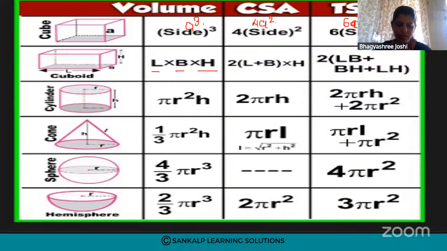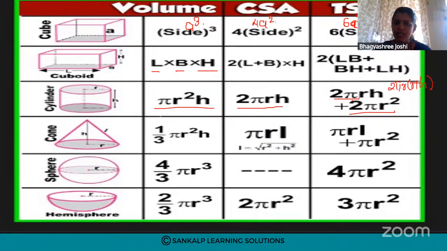Next one, cylinder. The volume of the cylinder is pi r square h, and the curved surface area of the cylinder is 2 pi r h, and the total surface area of the cylinder is 2 pi r h plus 2 pi r square. Here 2 pi r is common, and in the bracket you are going to get r plus h: 2 pi r into (r plus h).